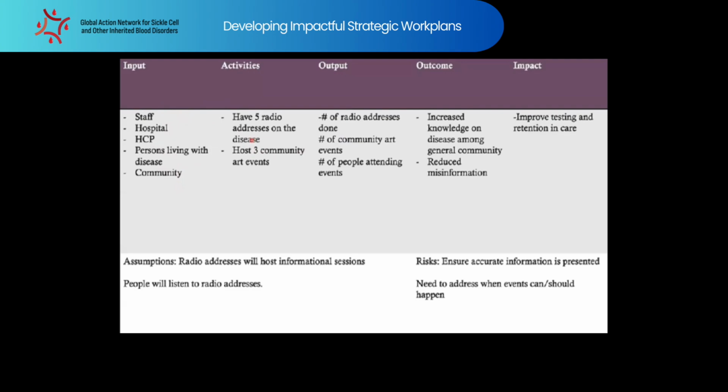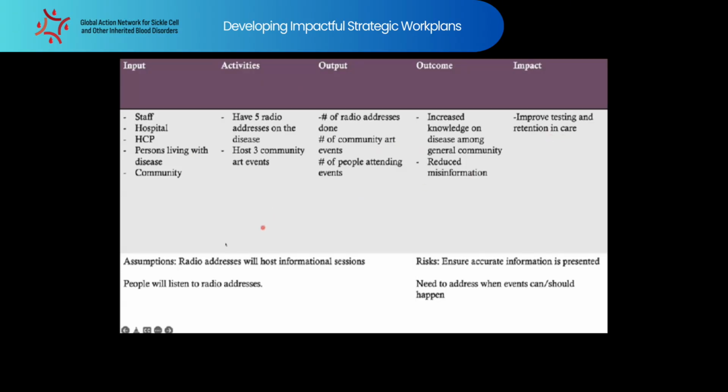Our outputs then can be the number of radio addresses done. Again, we did 5. Great. That's our goal. Number of community art events held, 3. Number of people attending the events. Again, that's where we can start to showcase, all right, 20, 30, 40, 50 people come. We see increased knowledge of the disease, reduced misinformation about the disease, and improved testing and retention and care.